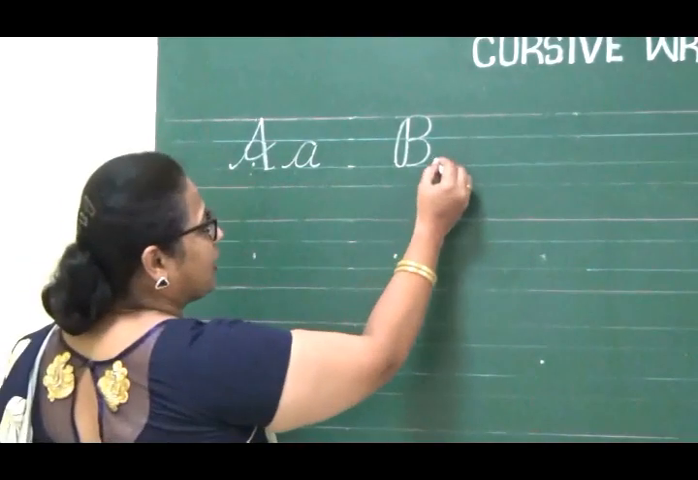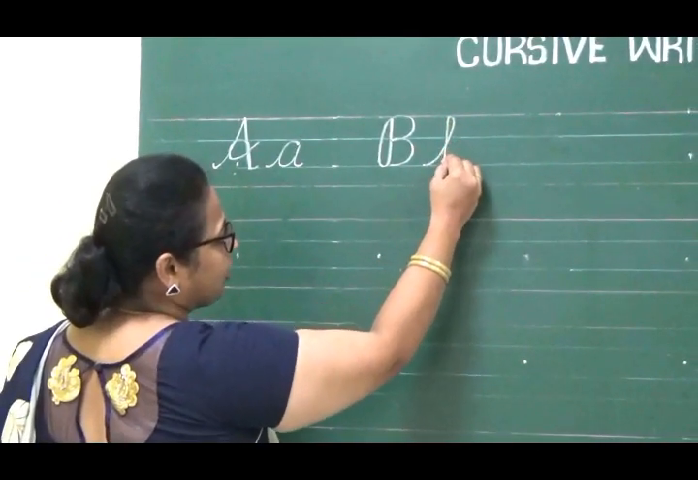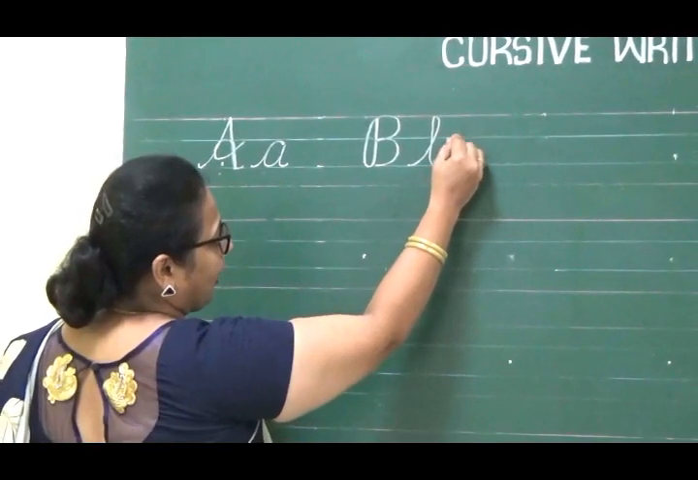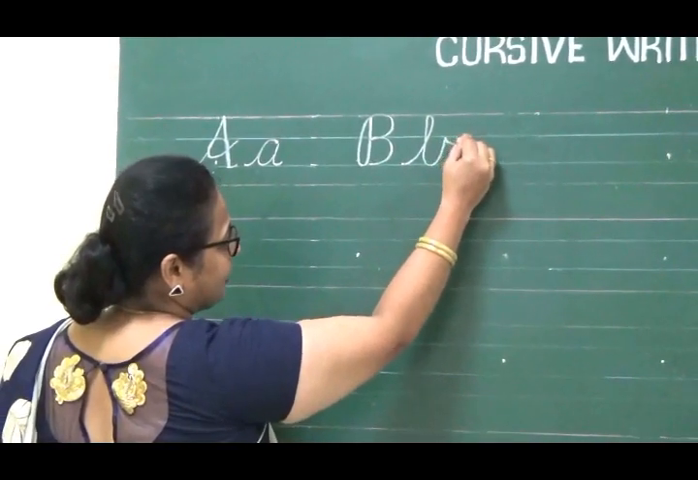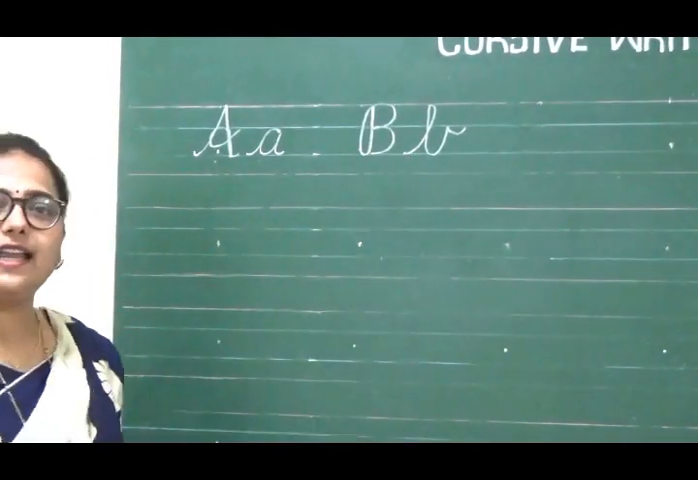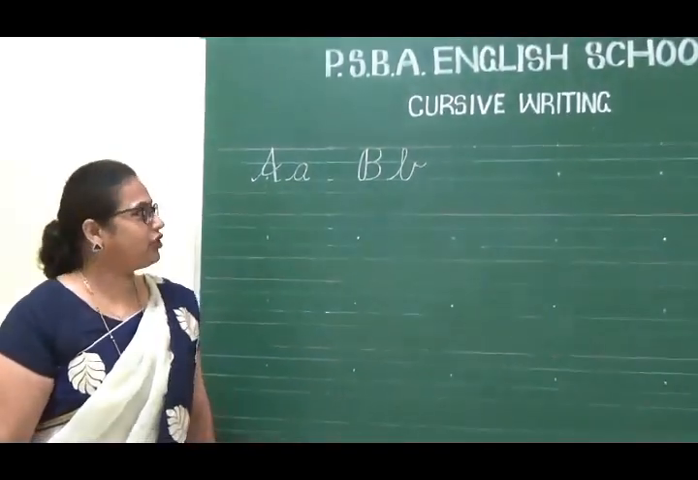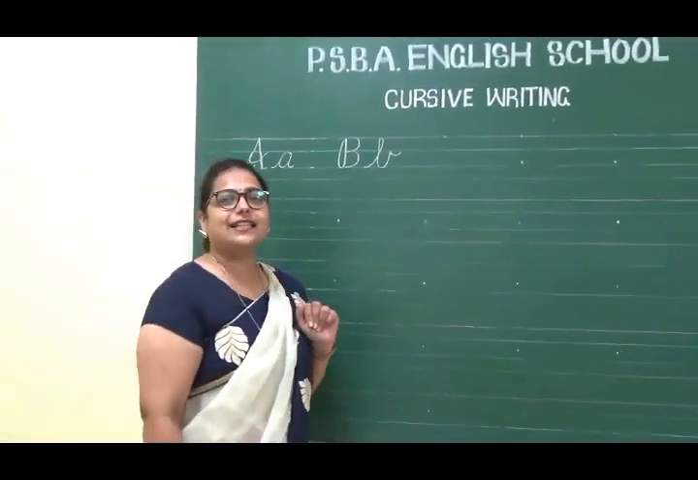Then we will write the small cursive B, which is like this. Take a bubble here, go down, go up to the second line and curve. So this is small cursive B. B says B. Very good, children. Let us move to the next letter, that is C.